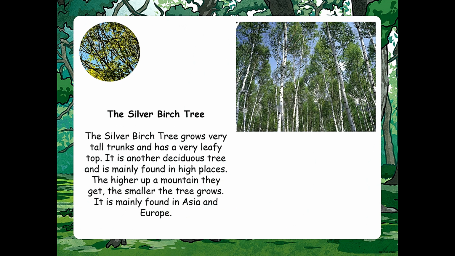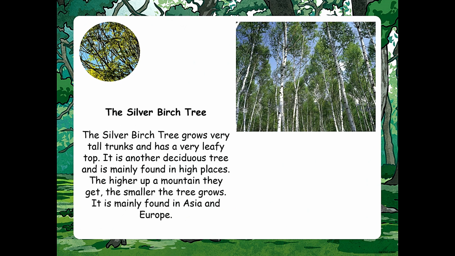This one we can see up very high into the mountains, and it's called the silver birch tree. The silver birch grows very, very tall, long trunks, and at the very, very top has lots and lots of leaves. Again, this is a deciduous tree and is mainly found in high places. If you climb mountains, you'll see these growing because woodland areas tend to gather around the base of mountains and go up mountains. However, the further you go up a mountain, you'll find that the silver birch trees will get smaller and smaller, and that's because of the oxygen levels. These are mainly found in Asia and other parts of Europe.